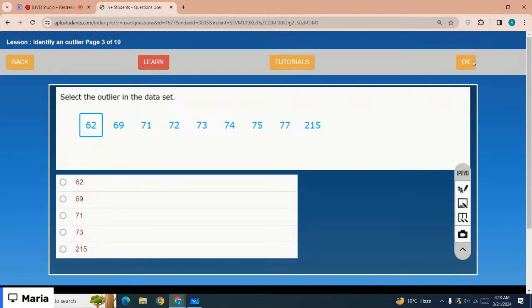Select an outlier in the data set. So which is the correct option? Yes, that is 215. 215 is the outlier.